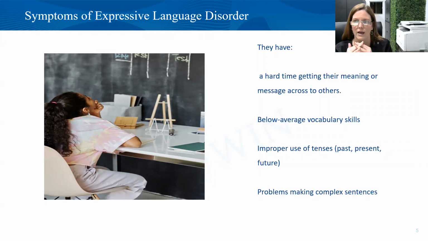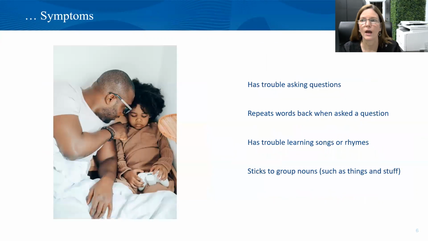They have a below average vocabulary. They might use the tenses improperly, like switching up past, present, and future, especially when they're trying to make more complex sentences. They can have trouble asking questions, repeating words back, and learning songs or rhymes. They stick to general nouns, saying things like "stuff" a lot.